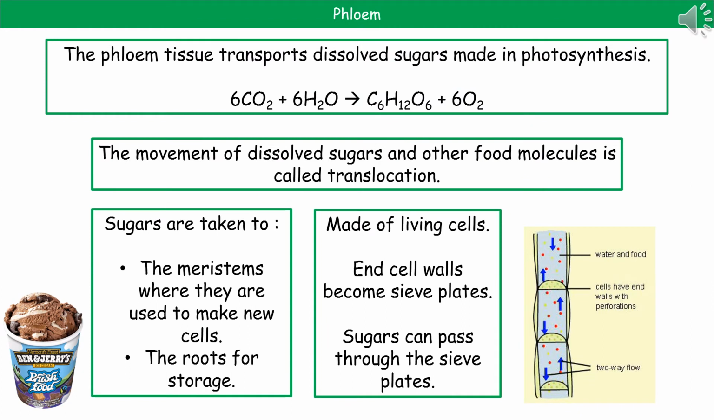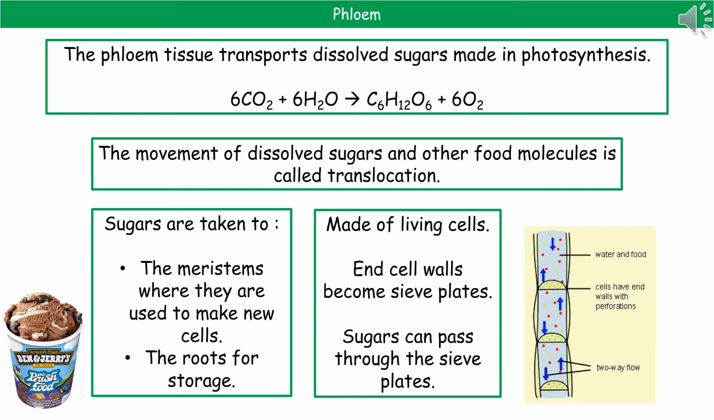Second type of tissue involved in transport is the phloem tissue. Now phloem transports the dissolved sugars that are made in photosynthesis, which hopefully we remember is 6CO2 plus 6H2O makes C6H12O6 plus 6O2. When we're talking about the movement of sugars, then that's a process called translocation.